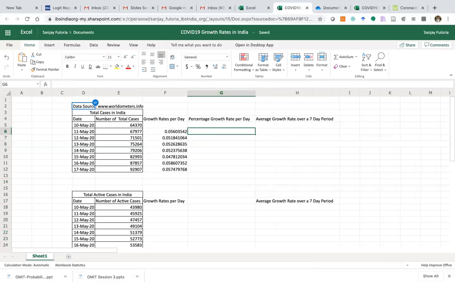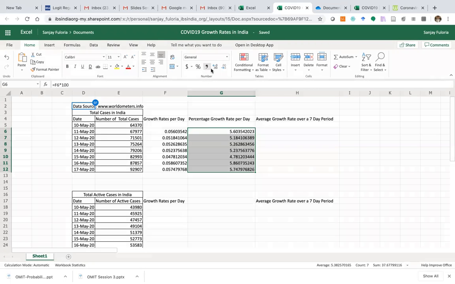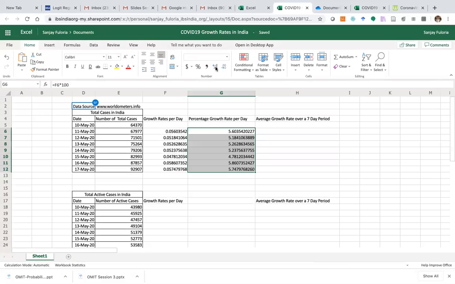So we'll simply multiply this number by 100. So we get this number. We just copy the formula across and we get this number. Okay. And let's remove the number of decimal places. So we'll make it to 2 decimal points. It comes to this number.